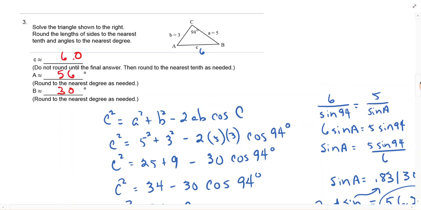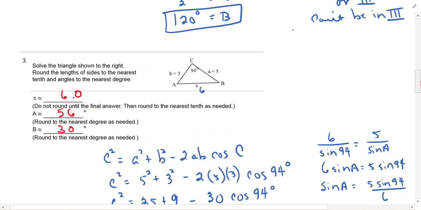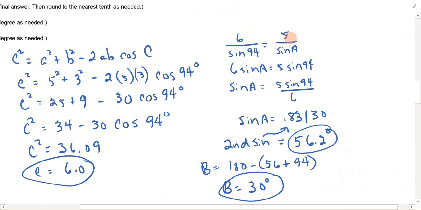Number 3, solve the triangle shown to the right. So we're going to first start out and try to get side C, that's the thing that we don't have. And so C squared, I did that, plugged in everything else, and we ended up with C was 6.0. Once you get that, you can find the other two angles by using the law of sines. So that's what I did here. Plugged in what I had, and I got sine A is equal to this, which would then be 0.83130. Inverse sine of that gives you 56.2.